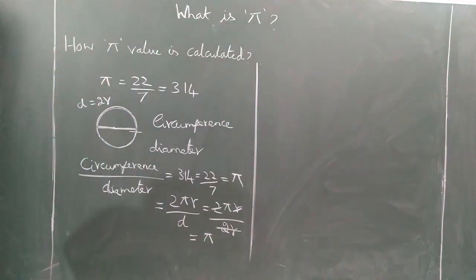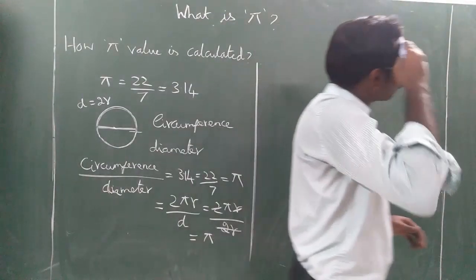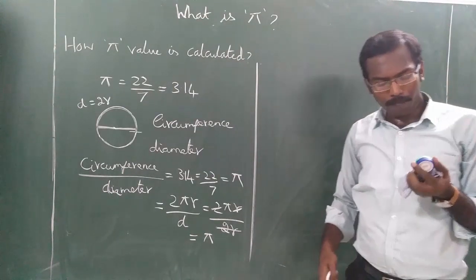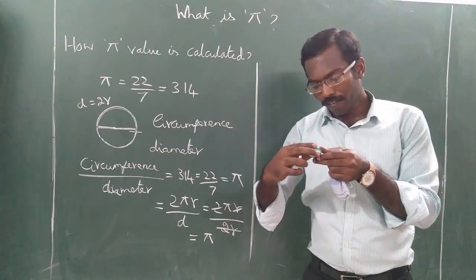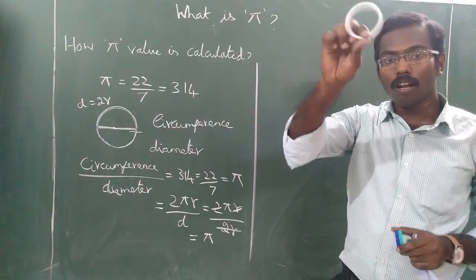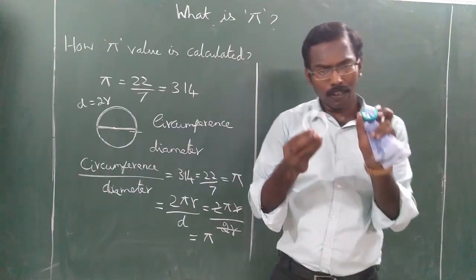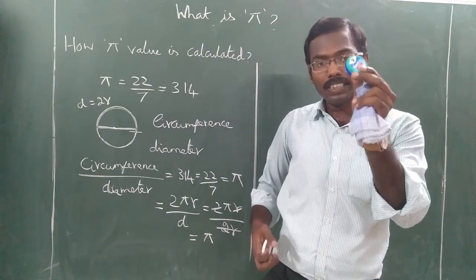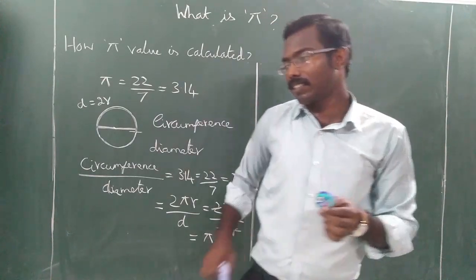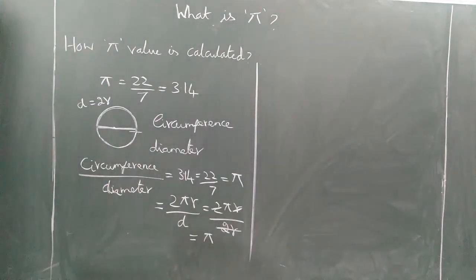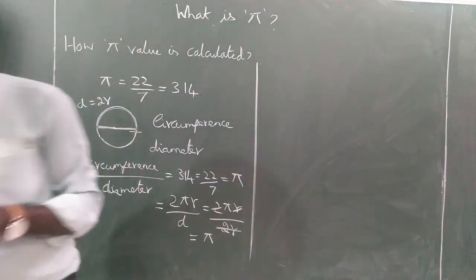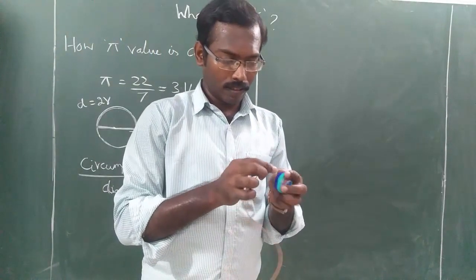Understood or not? Okay. So now I am going to prove this practically. I have two almost circular shape things. A small Vicks packet and a small band. Though it is three-dimensional shape, you can consider this a circle. So first I am going to check with this Vicks. First I am going to measure the circumference.